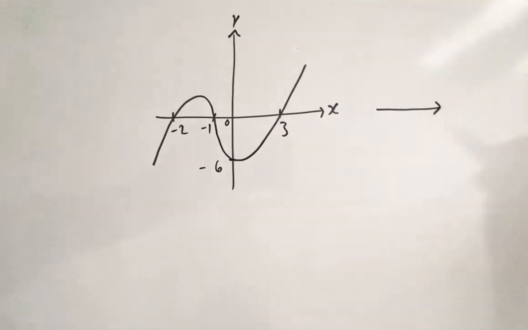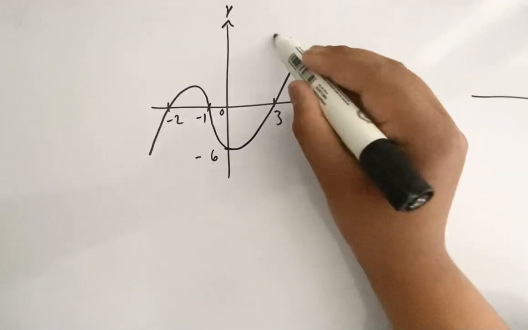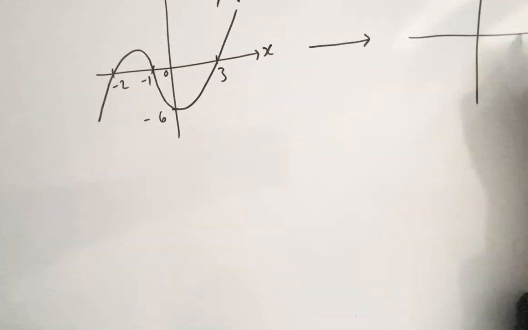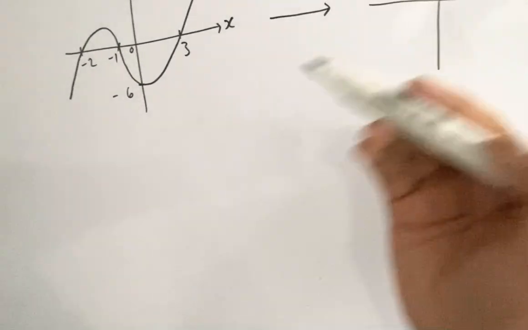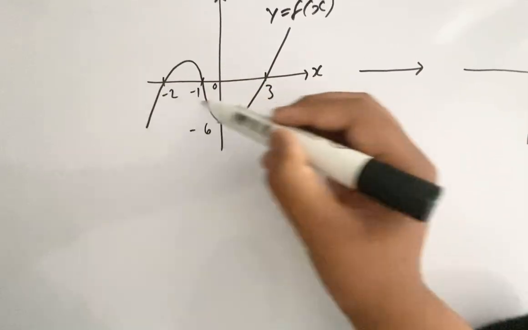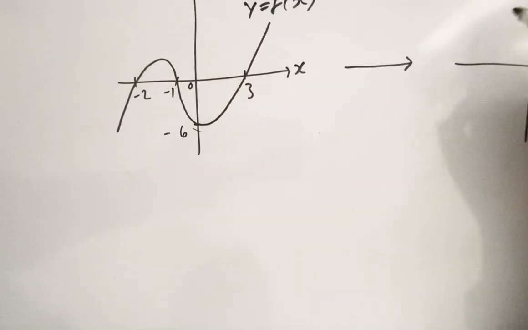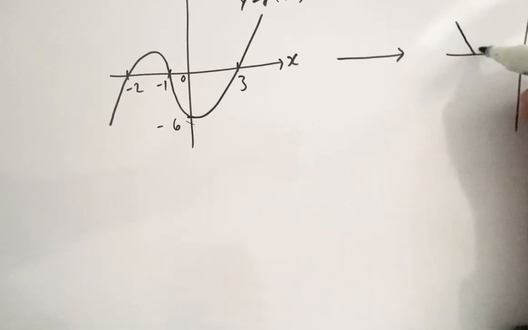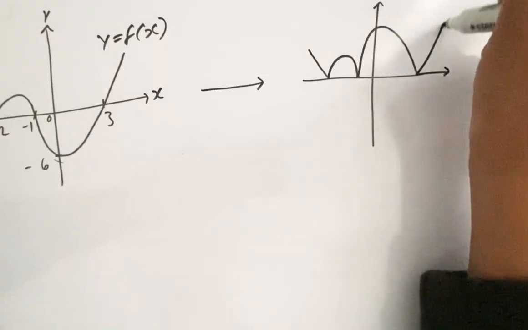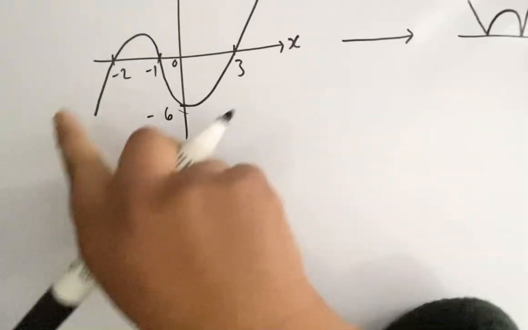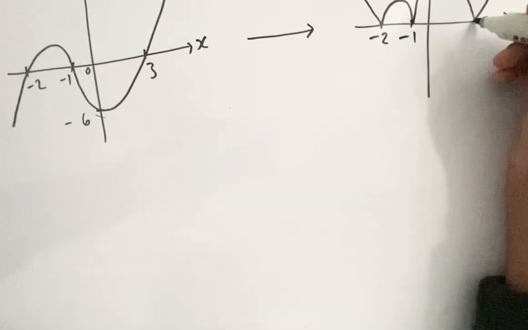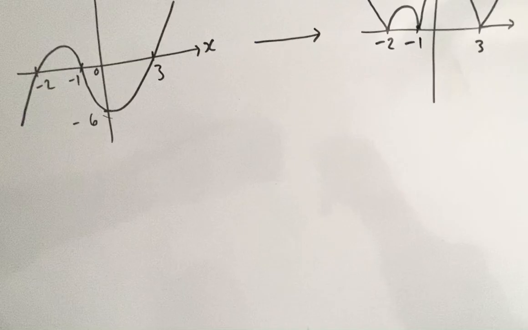Let's take this graph for example. If this is y equals f of x, and we want to sketch y equals the modulus of f of x, first we need to sketch that one, and then reflect any parts where it's below the x-axis, so it would be this part and this part. We need to reflect them, so it would be like this, and then delete the parts below, so we just focus on the positive.